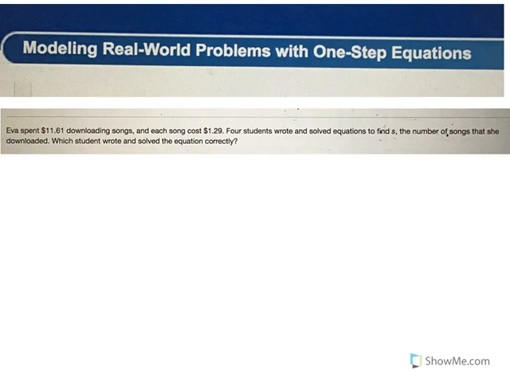Okay. So first we're going to do 11.61. That's the total that I spent. And I know that each song is $1.29. I can put the dollar symbol in front of them. No, I'm not going to. So this is the total amount I spent, and I know each song is $1.29.